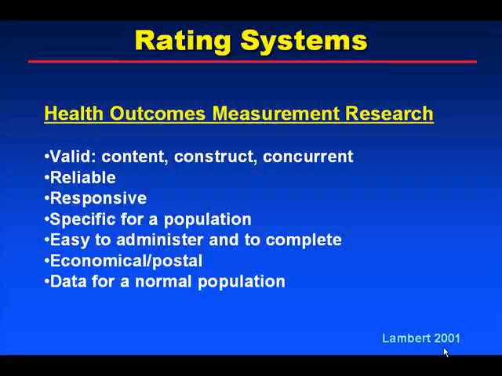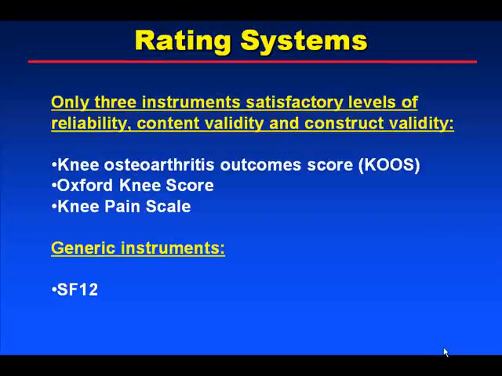So a system that has been developed for Caucasians in Europe does not necessarily reflect the outcome of the Asian population in Asia. In addition, it has to be easy to administer and to complete. It should be economical, possibly even postal, and there must be data for normal populations. Now, interestingly, only 4 systems fulfill these criteria: the Knee Osteoarthritis and Outcome Score, KOOS, Oxford Knee Score, Knee Pain Scale, and the SF-12.